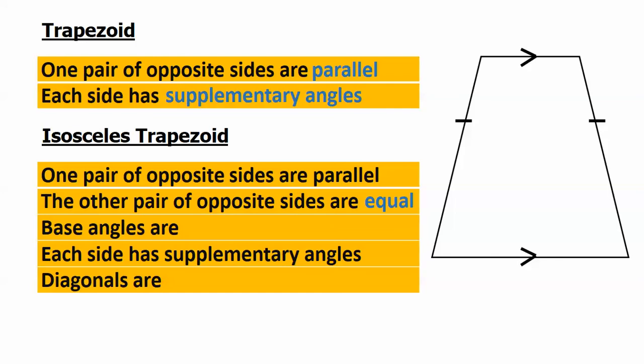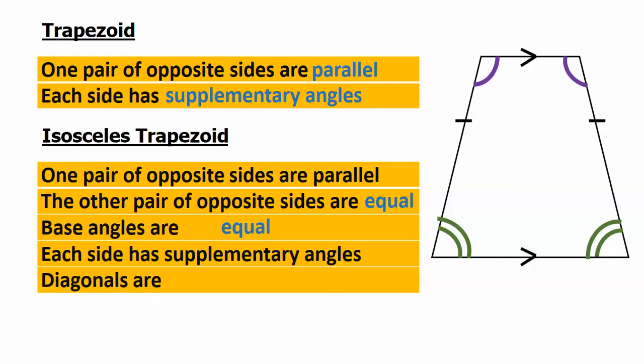Unique to an isosceles trapezoid, we're going to find that the base angles are equal. Remember that the bases are the parallel sides. So this angle at the top base would be equal to the other angle that touches the top base. Same for the bottom base. This angle that touches the bottom base will be equal to the other angle that touches it. Same for a normal trapezoid. Each side has supplementary angles, which means that if I take purple plus green, it will equal 180 degrees.